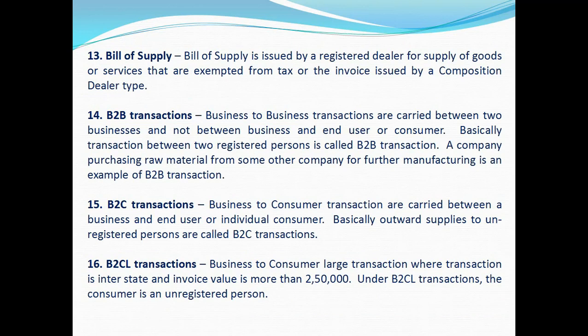Next is bill of supply. Bill of supply is issued by a registered dealer for supply of goods or services that are exempted from tax. Basically, if a registered dealer issues an invoice in which no tax is charged or the items are exempted from tax, then it is called a bill of supply. In case of a composition dealer, he will always issue a bill of supply and he is not eligible to issue a tax invoice.